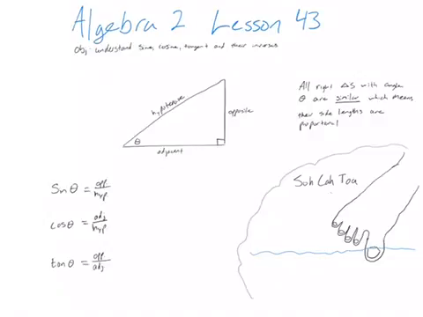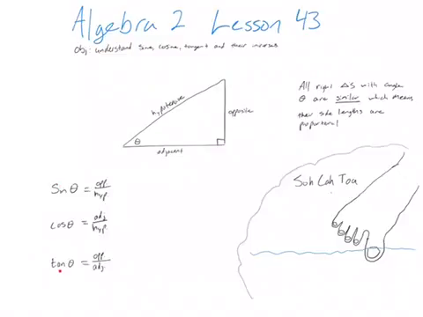Now, if you think about it, all right triangles with the same angle theta are what we call similar, because all three angles would be the same. If this one's the same and that one's the same, the third one must be the same as well. So they'd be similar, which means that their side lengths are all proportional. So if I said the opposite over the hypotenuse, for any triangle with the same angle theta, that opposite over hypotenuse would be the same ratio. And that's why we have these trigonometric ratios.